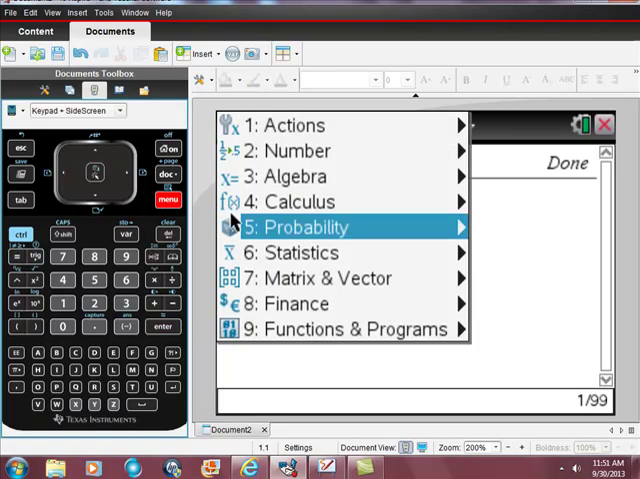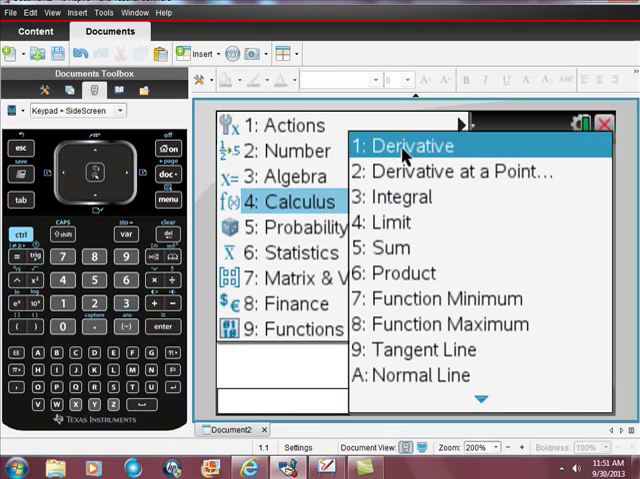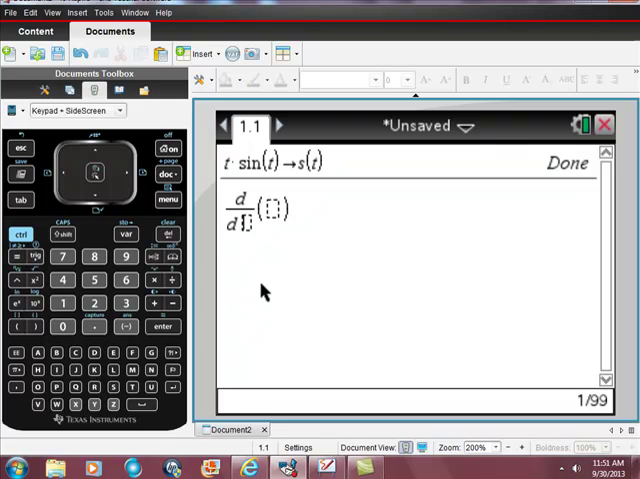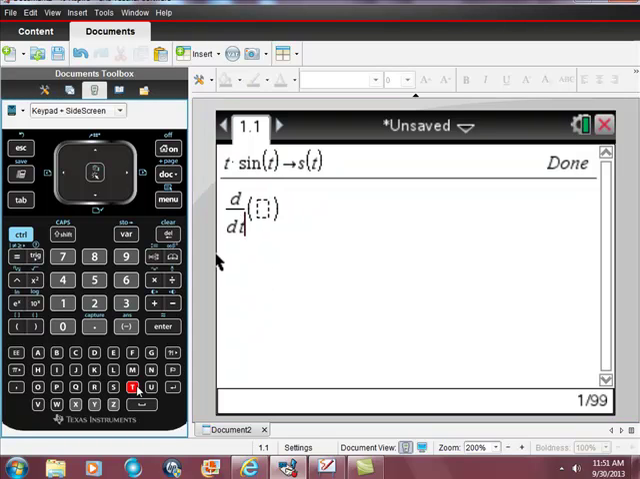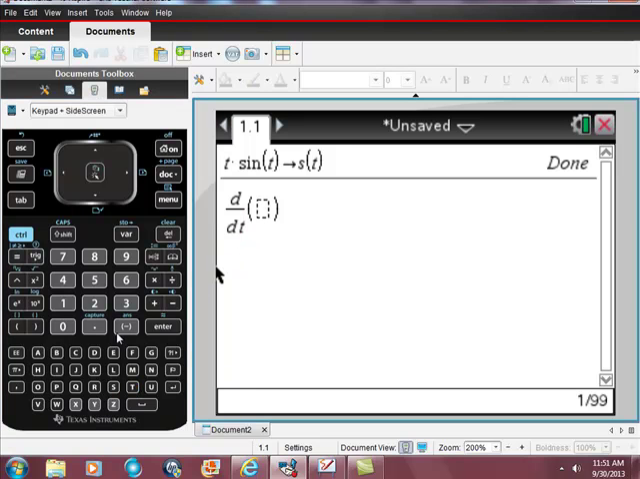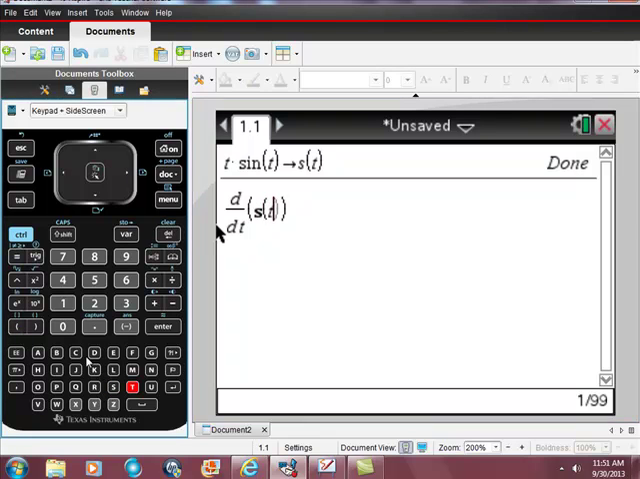I'm going to hit the menu button and choose calculus. The first choice is derivative, so I'm going to choose derivative. Important here: because I used the variable t, I ask for my derivative in terms of t. So I want d/dt of s of t, so s of t. Enter.